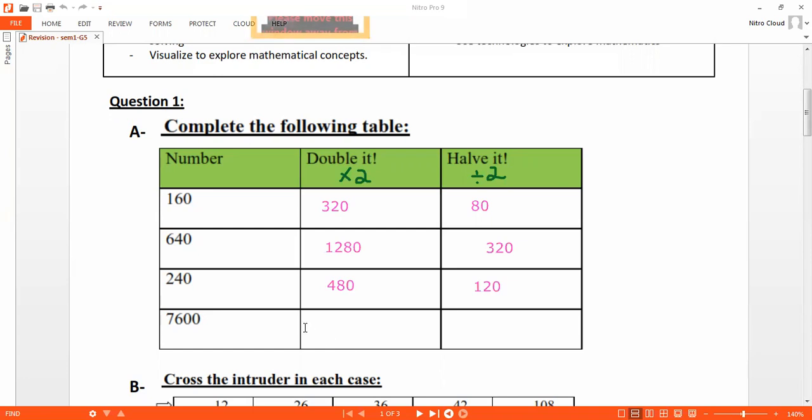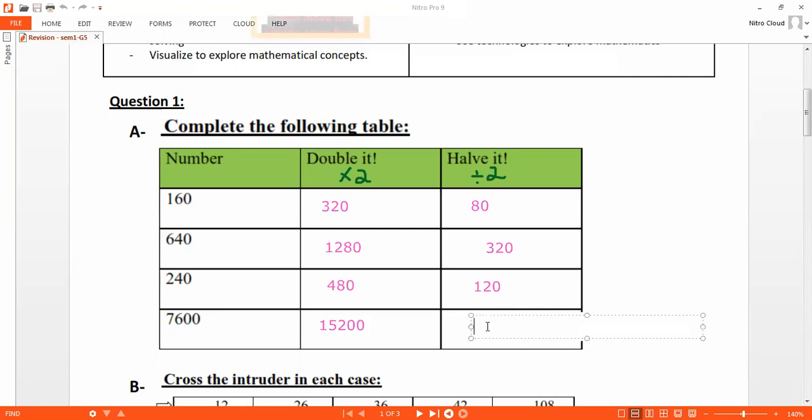Now 7,600 times 2. So as I told you, you start multiplying the digits by 2 starting from right to left. So it's 0, then 0, then what's the double of 6? It's 12. So we put 2 and 1 in hand. Then 7 times 2 is 14 plus 1 in hand, it's 15. Okay, so that's how we do it mentally, even when we divide it by 2.